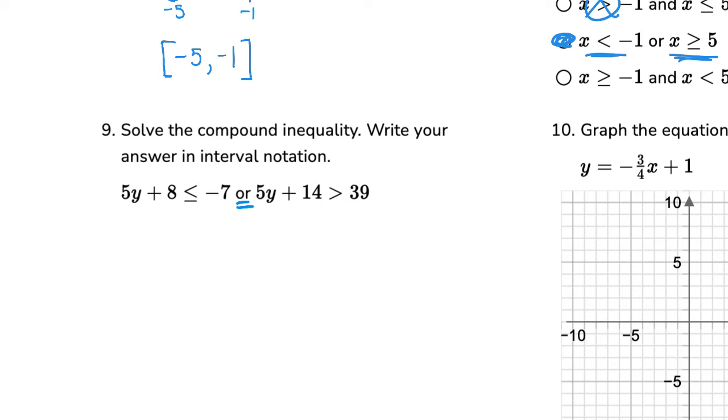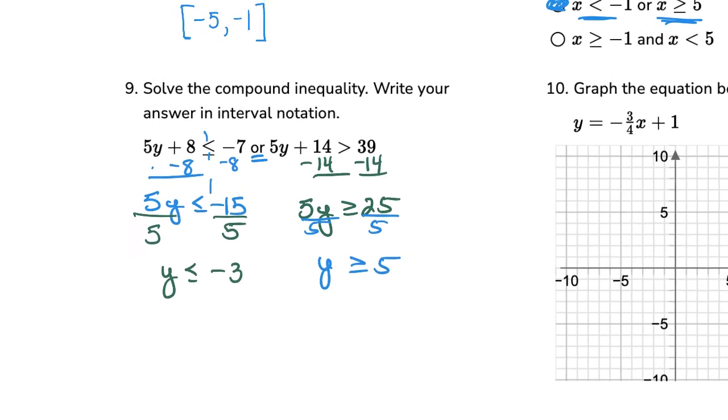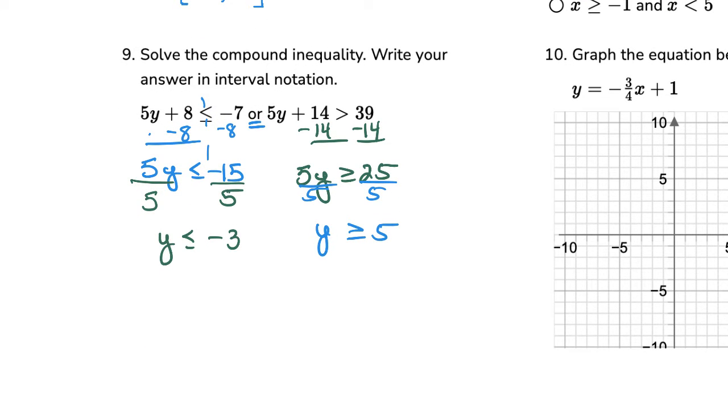Solve this. This is an OR statement. So we just solve them individually. Here's our separator here, so we'll subtract 8. Giving us 5y is less than negative 15, divided by 5. So y is less than or equal to negative 3. Let's move our 14 over, just a two-step little problem. That's 25 divided by 5. Y is greater than or equal to 5.